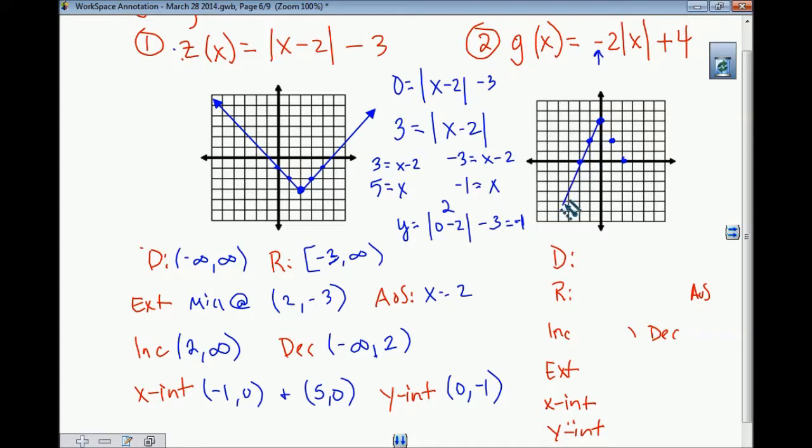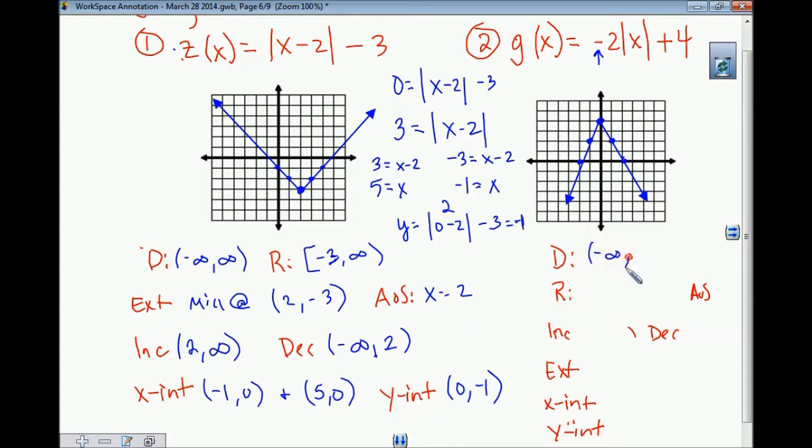Miss Willoughby? Yes, sir. Like on number 1, when you're finding the x-intercept, what if you didn't have negative 3? What if it was just x minus 2? Then you just have one intercept at positive 2, because it would be right here. Okay.